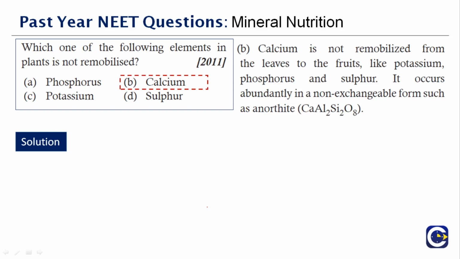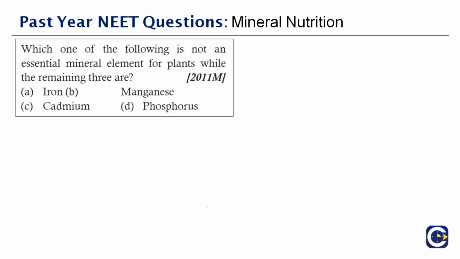I told you, calcium in plants is not remobilized, because of its structural role, and hence it needs to be localized. Now you understand why it is calcium. While the rest of the elements present here, phosphorus, potassium, sulfur, can all be remobilized. Okay, next question here.